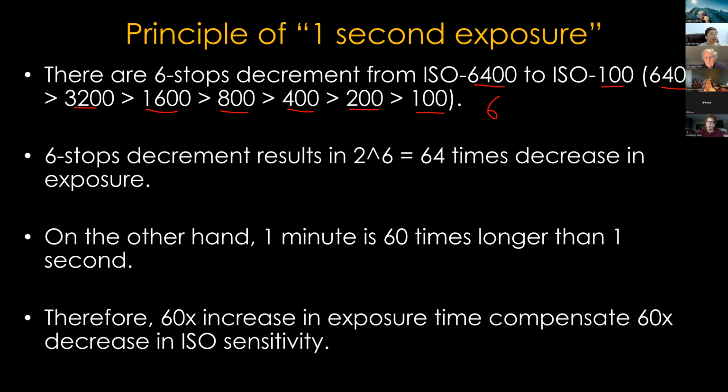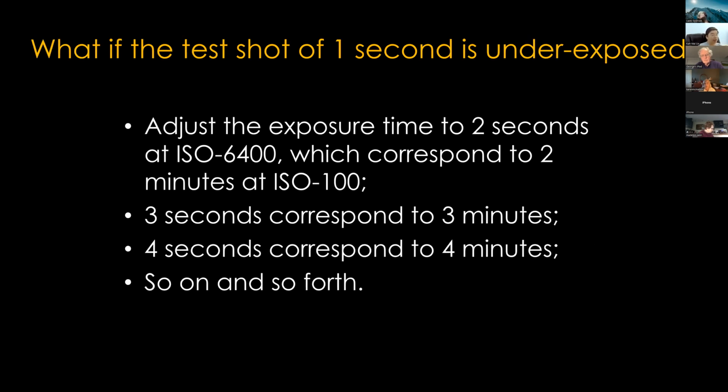A 6 stop decrement results in 2 to the power of 6, which is a 64 times decrease in the exposure. On the other hand, 1 minute is 60 seconds, right? So 1 minute is 60 times longer than 1 second. Therefore, a 60 times increase in exposure time compensates the 60 times decrease in ISO sensitivity. If you are confused about what I'm talking about, I'm going to send you the handout after the presentation today. So just take some time to digest the technique.